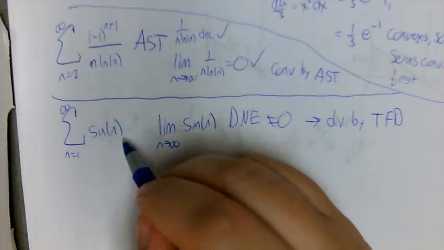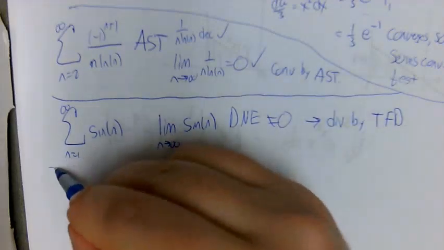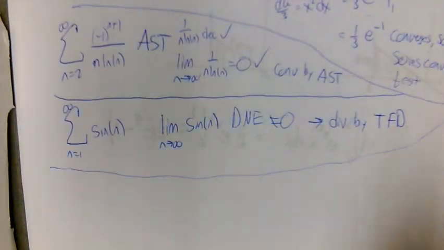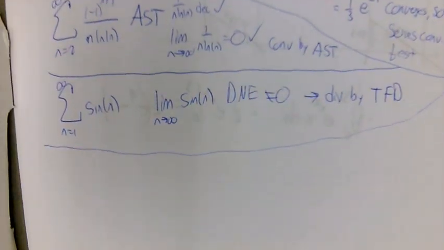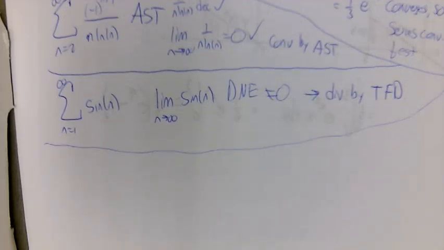So if you ever suspect that whatever you're adding up won't go to 0, give the test for divergence a shot and see what happens. So this one's definitely going to diverge here.